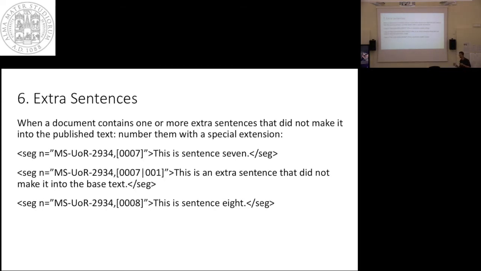And then the most difficult aspect is when you have a sentence in an early version that does not make it into the final version. So here, this is sentence 7, followed by an extra sentence, and then followed by sentence 8. We have to find a mechanism to indicate where that belongs. So we connect it to the previous sentence, 7, and then start a second numbering: 007 slash 001. And as soon as you arrive at the next sentence, you use 8 again. So that's how it works.